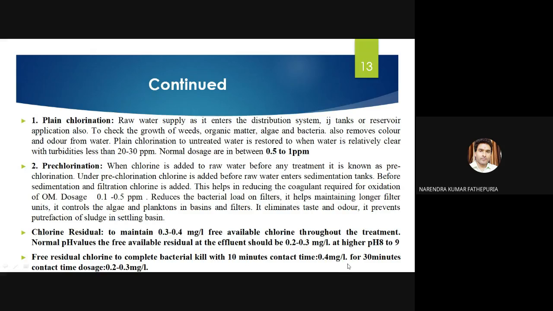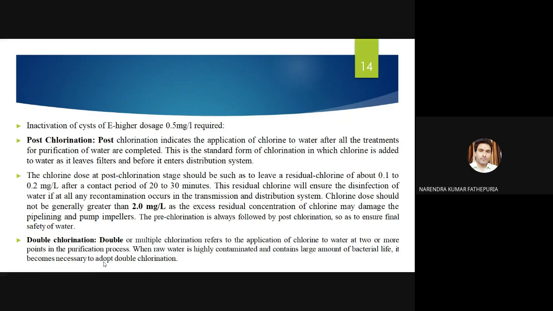0.4 mg per liter doses are recommended. For a 30 minute contact period, 0.2 to 0.3 mg per liter is required. So these are the various doses they have given. All the doses are coming less than 1 ppm only, maybe the free residual, maybe the chlorine residuals. Suppose for inactivation of Cryptosporidium, a particular type of microorganism, higher doses are required, 0.5 mg per liter, and this is the highest dose.